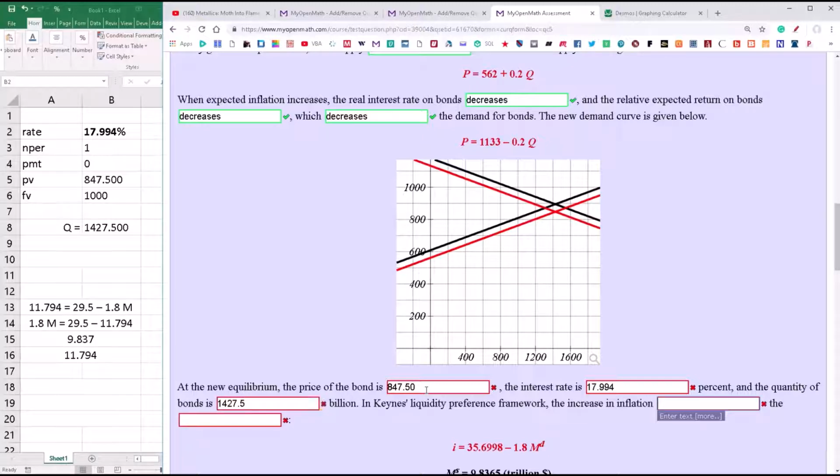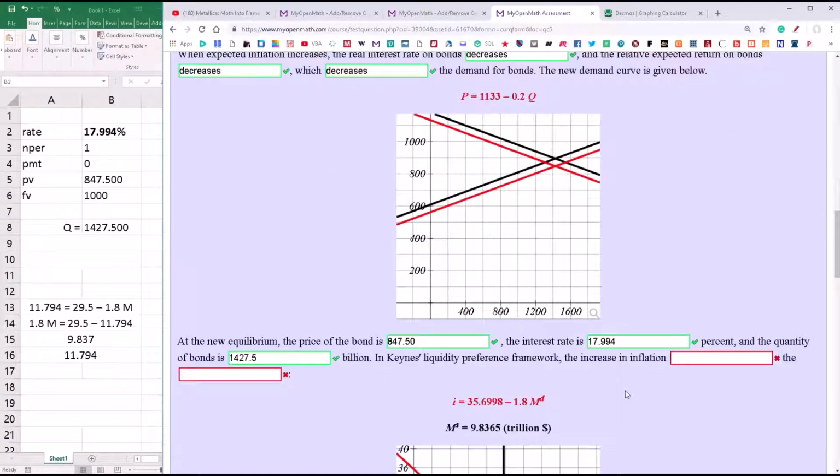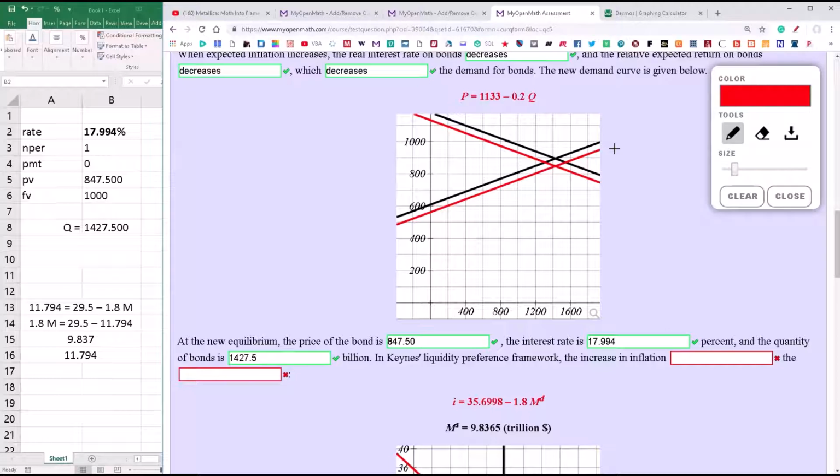Okay, and we'll hit enter to see if we got it correct. And we did. So let's go ahead and label our graph. Okay, this is the new supply curve. This is the new demand curve, and that's our equilibrium, right?